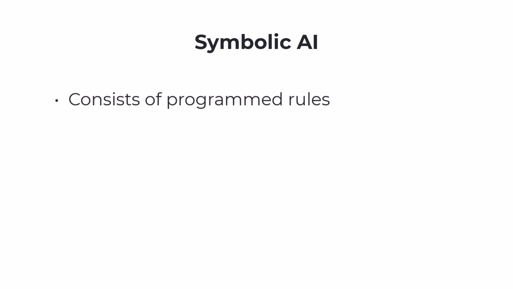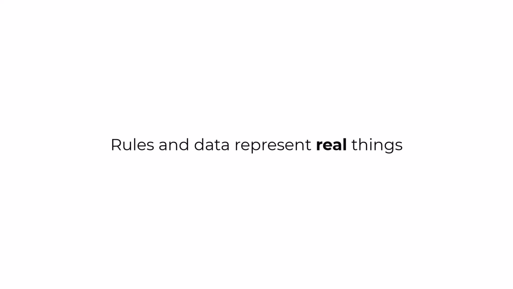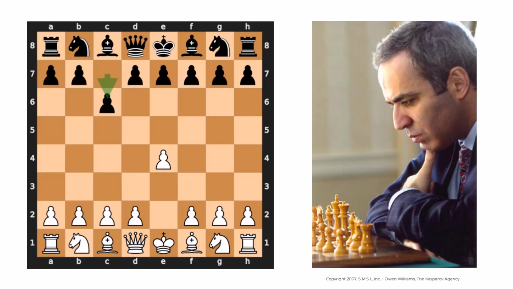Some AI systems are relatively easy to understand. They use programmed rules to process information and make choices. These are known as symbolic AI because the rules and data represent real things. A famous example of this was Deep Blue, the chess-playing computer that IBM developed that was able to beat Garry Kasparov, the chess grandmaster, in 1996.